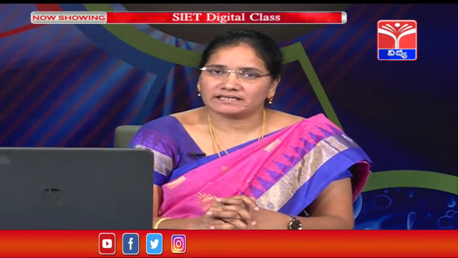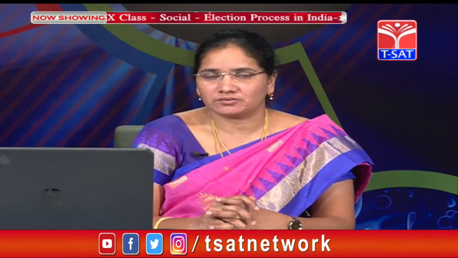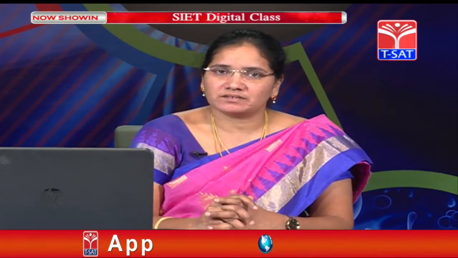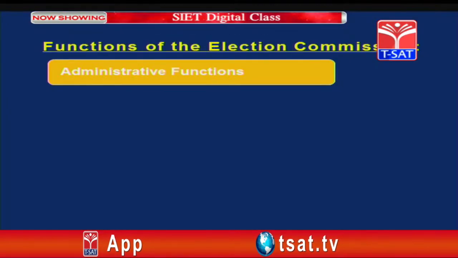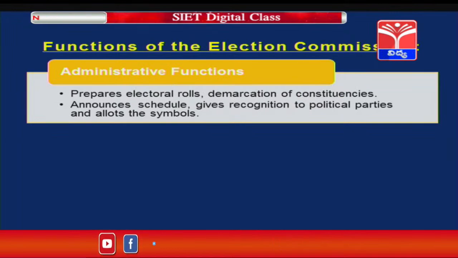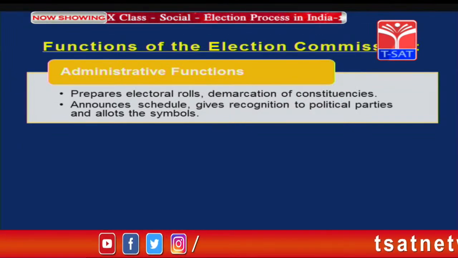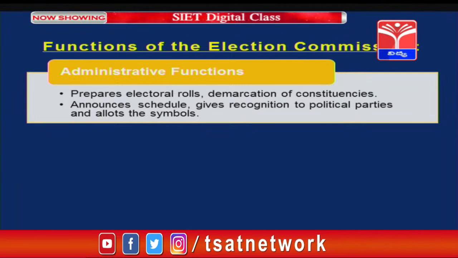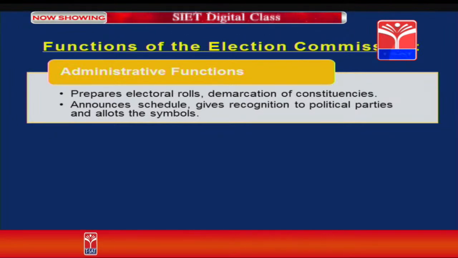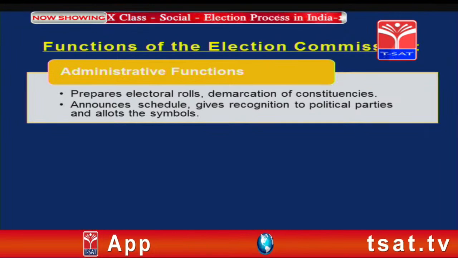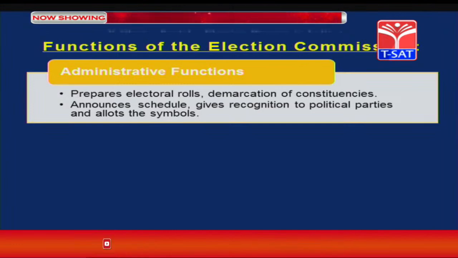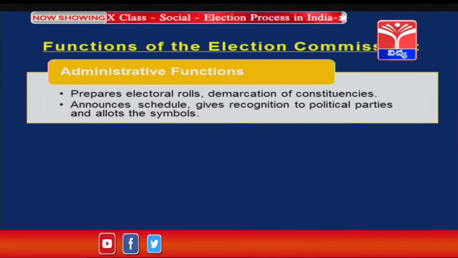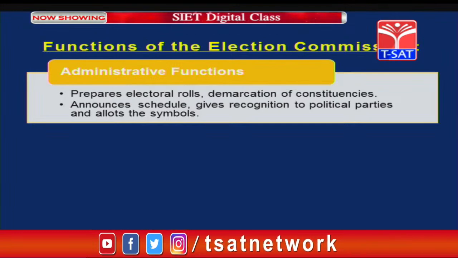So, in this regard, Election Commission has a very important role while conducting the elections in the country. Now, let us see some of the important functions of the Election Commission. There are administrative functions such as prepares the electoral rolls, demarcation of constituencies. Demarcation means setting boundaries for the constituencies, and it also announces schedule, that means timetable for the elections, gives recognition to political parties and also allots the symbols.